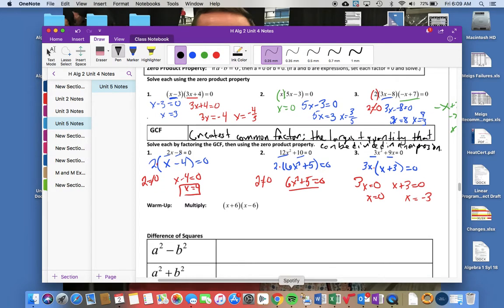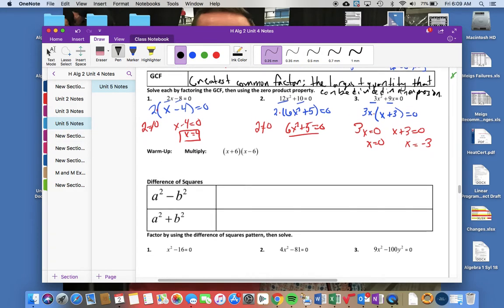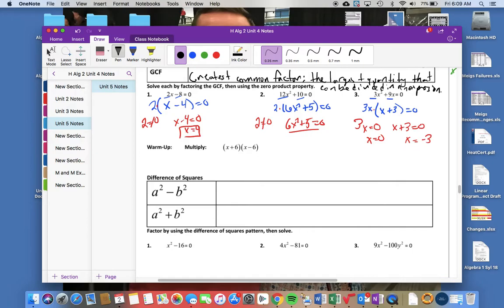Alright. So, just as a warm-up for our last thing that we're going to look at today, which is going to be difference of squares, let's go ahead and multiply out x plus 6 times x minus 6. I'm going to give you just a little bit of time to do that. So if you'd like to pause the video and work through that, go ahead, and then I will show you what I got as well.